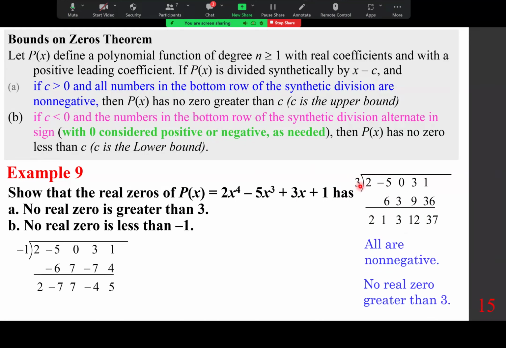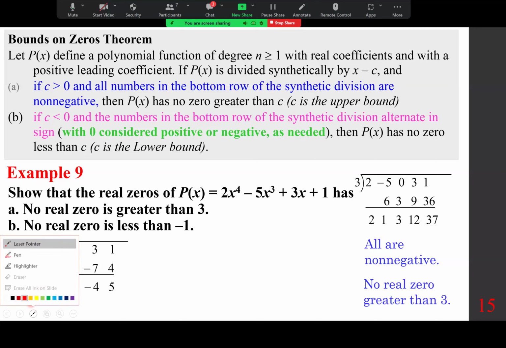Now let's do it with -1. When we go through the process, 2, -5, 0, 3, and 1. Okay, and by the way, between these two, the x squared is missing. That's why we have 0. I can't emphasize this enough, and I believe everybody knows what we're talking about here, right? So having said that, you drop the 2, multiply by -1, you get -2.